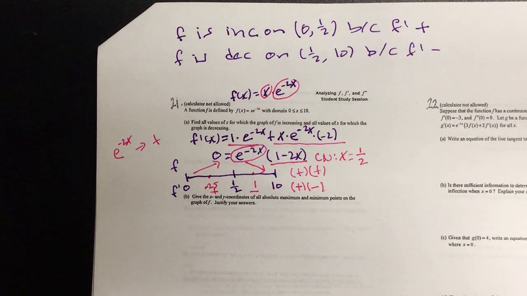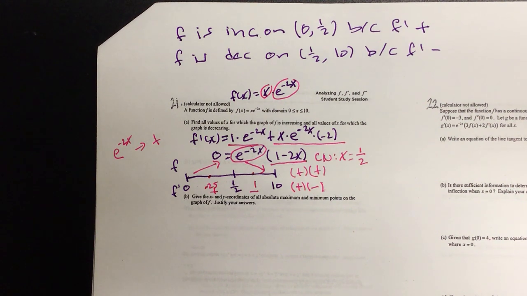Okay? My second part. Josh, let's read. Suppose that the function f has a continuous second derivative of all x, and that f of 0 equals 2, f prime of 0 equals negative 3, and f double prime of 0 equals 0. Are we on part B? 21B? Oh, my bad. That's okay.